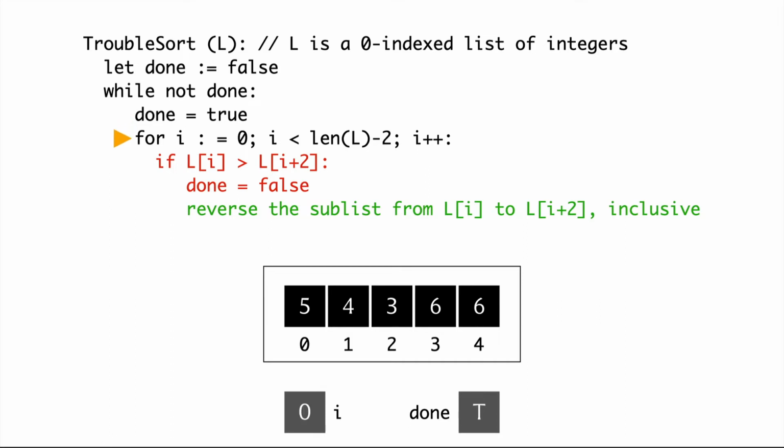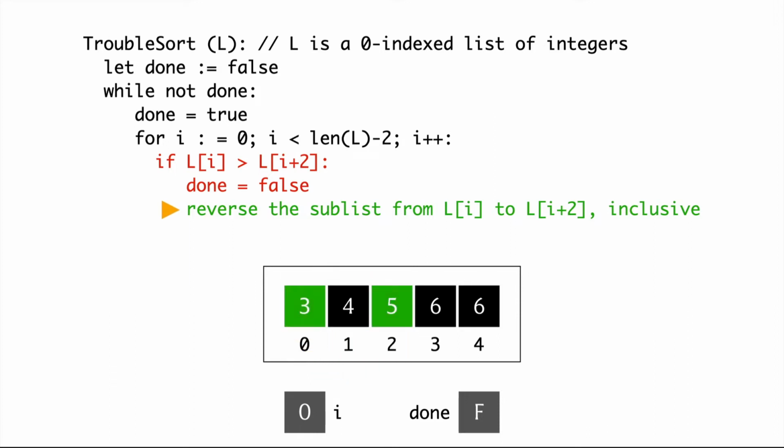So I gets reset once again to 0, and this time notice that when we compare the elements at L of 0 and L of 2, this is no longer a valid triplet. Since 5 is in fact greater than 3, we do need to execute a swap, before which we should also remember to reset the done variable as before. So done is now false, and we have the swap between 5 and 3.